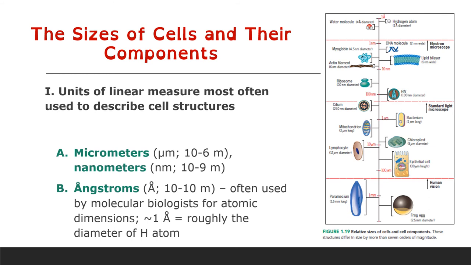So, the sizes of cells and their components. Basically, units of linear measure most often used to describe cell structures are micrometers and nanometers. And then you also use angstroms, often used by molecular biologists for atomic dimensions. Approximately one angstrom is roughly the diameter of a hydrogen atom. The image that you see here on your right is a table showing the relative sizes of cells and the cell components.